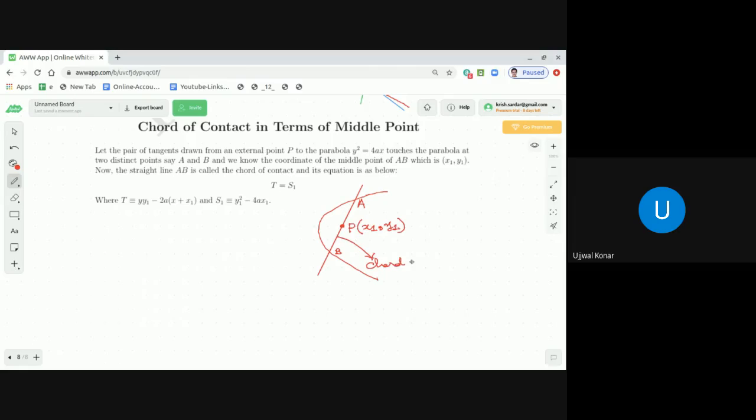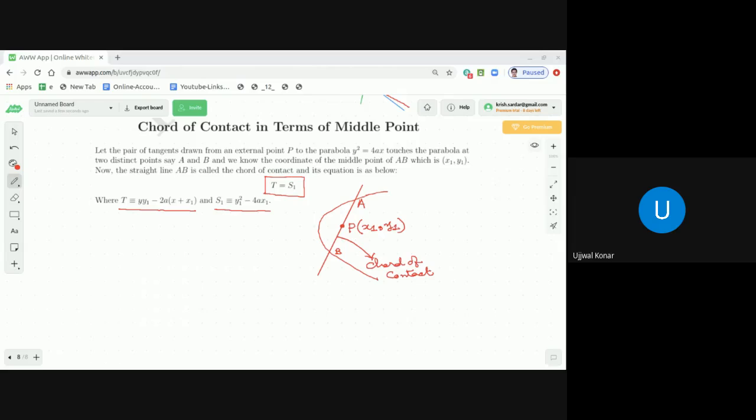So what will be its equation? It is T equals S1, where T is the expression y y1 minus 2a into (x plus x1), and S1 is the expression y1 squared minus 4a x1. So this is the equation of the chord of contact in terms of the middle point.